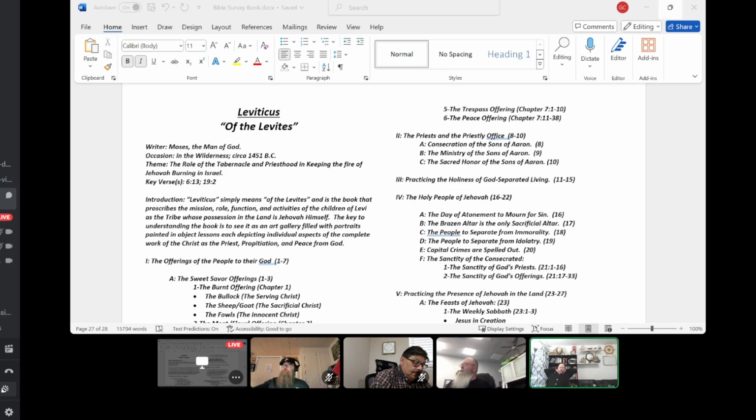That's why they were supposed to take coals from off the altar of burnt offering, the brazen altar, into the sanctuary to light the incense on the altar of incense, because the fire of Jehovah lit the fire in the brazen altar. Okay? So Jehovah's fire was never to be allowed to go out.